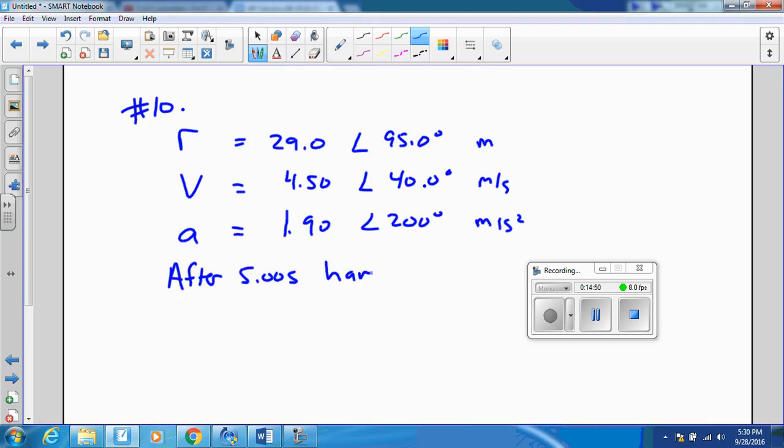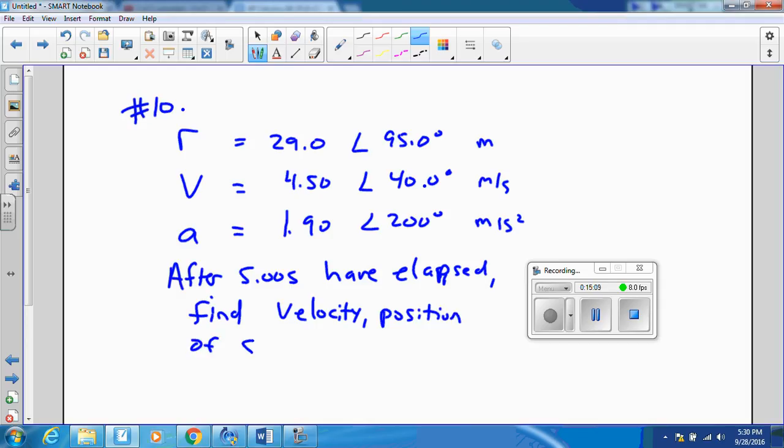And they want to know now, after 5 seconds have elapsed, find the position of the snowmobile.